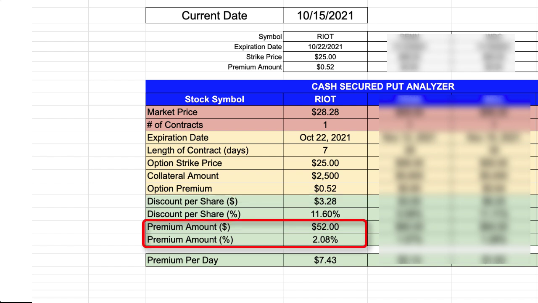Now for selling this option contract, I received a premium payment of $52 when it was filled, and that $52 represents a 2.08% return on my investment of $2,500, which is the amount reserved as my collateral. So this option trade easily meets my profit target of earning 1% per week. So let's walk through a quick recap of this transaction.